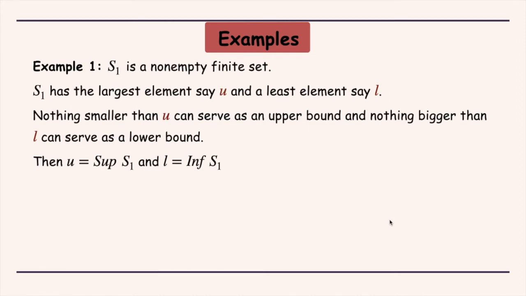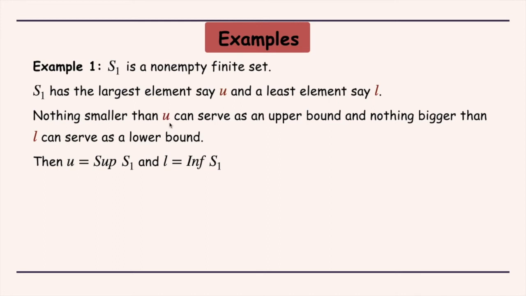Now in the first example, I am going to take the set S1 to be a non-empty set which is a finite set. So we have a finite set here, and we are going to check or prove whether it has a supremum or an infimum. Now whenever we have a finite set, obviously we can say that it has the largest element, say we call it u, and it will also have a smallest element or the least element, say we call it L.